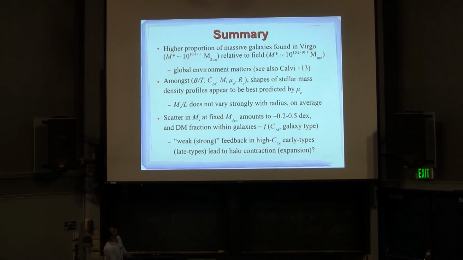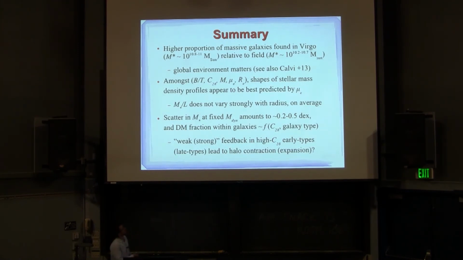Okay, so I'll just conclude briefly. The results from our study of the stellar mass function, stellar mass density profiles, and stellar mass dynamical mass relation are that we find the global environment does have an impact on the distribution of stellar mass. We find that clusters seem to host more massive galaxies than the field. Mass-to-light ratio doesn't seem to strongly vary on average with radius within the galaxies.